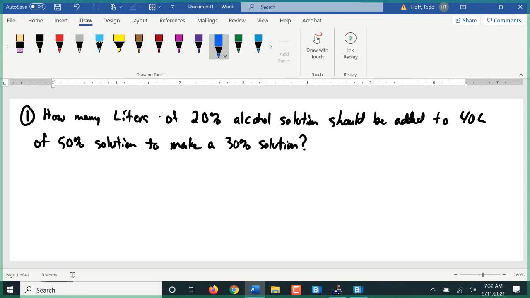So remember, the first thing we have to break down is what are the concentrations of the solutions that we are going to mix. So the two ingredients, or the two solutions we're mixing here, 20% and 50%. And then we're trying to achieve or create a 30% solution.